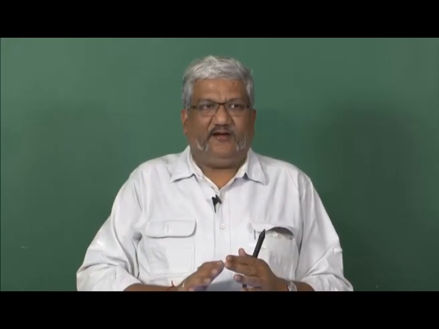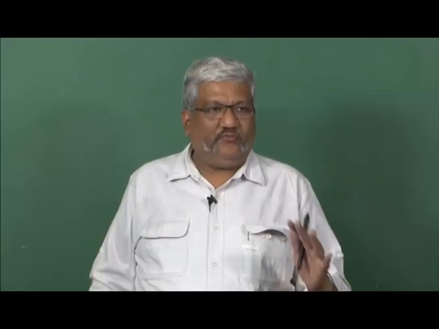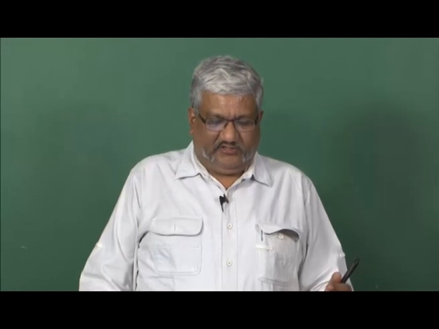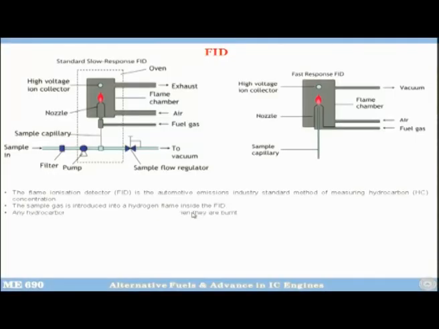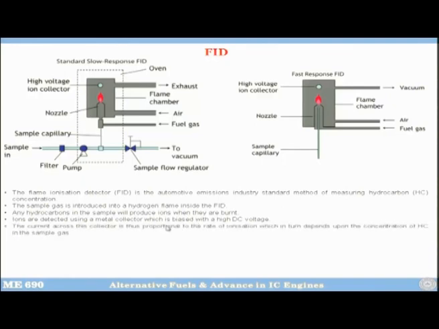FID is an industry standard, it is acceptable, it is accurate, and it is what should be used for any research study. Okay. So, the sample gas is introduced into a hydrogen flame inside a FID. Any hydrocarbon in the sample will produce ions when burnt. Ions are detected by metal detectors which are biased using a very high voltage. The current across the collector is proportional to the rate of ionization, which in turn depends on the concentration of the hydrocarbon in the sample gas.